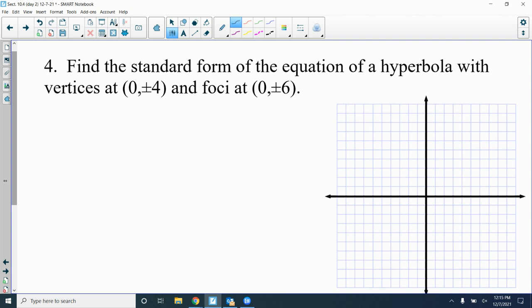All right, take a second. Think through the scenario here. You've got a hyperbola with vertices at 0 plus or minus 4, foci at 0 plus or minus 6. See what you think through this one. I'll go through it with you.